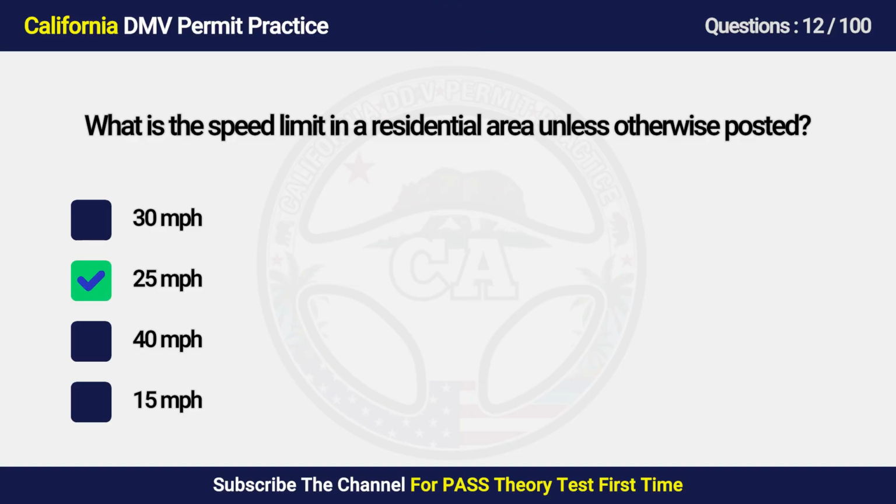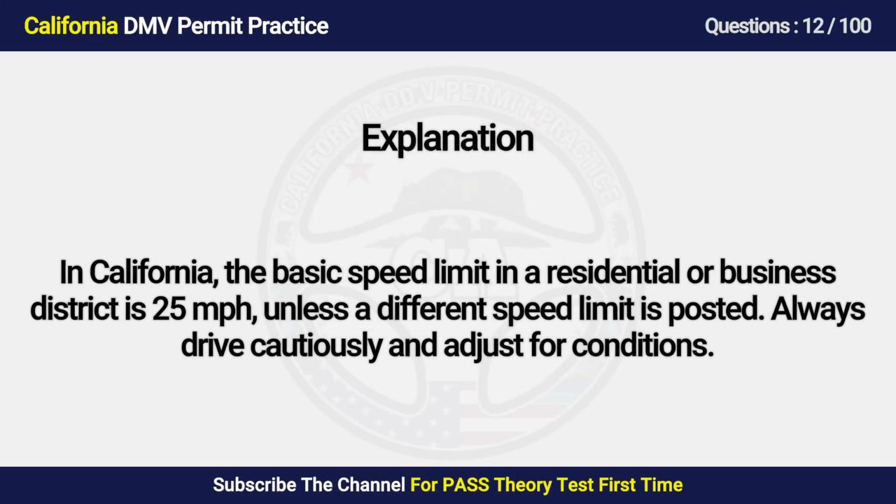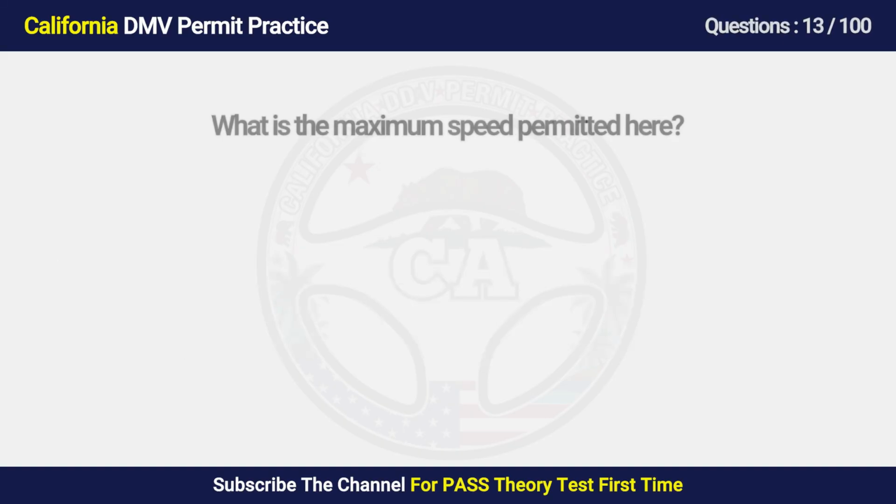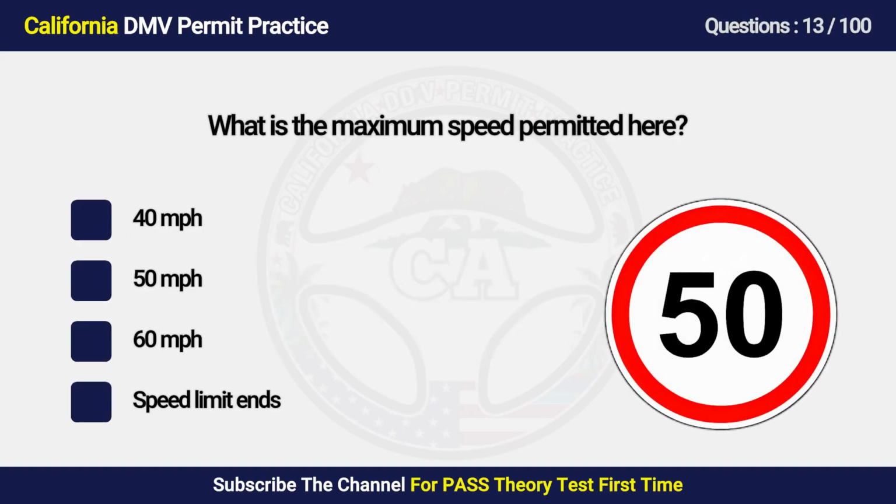Answer is B. 25. In California, the basic speed limit in a residential or business district is 25, unless a different speed limit is posted. Always drive cautiously and adjust for conditions. Question 13. What is the maximum speed permitted here?